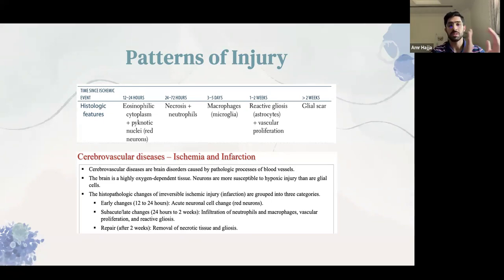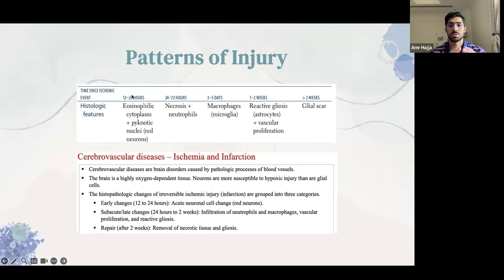So now we're going to be dividing the histopathologic changes based on time, so hours or days. The most recent thing and the immediate thing that happens after an injury or an insult to the brain, an ischemia to the brain, is basically the cellular necrosis, which is characterized by eosinophilic cytoplasm and pyknotic nuclei. This happens within 24 hours.